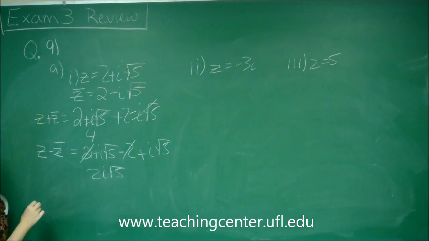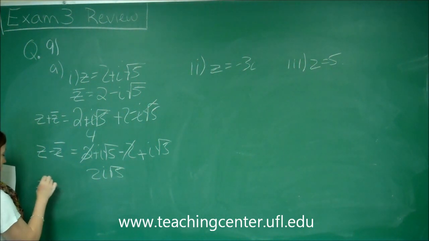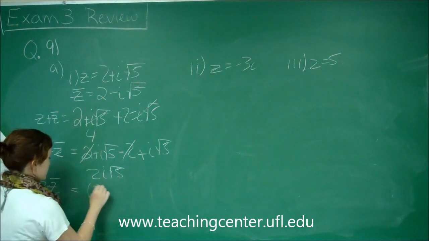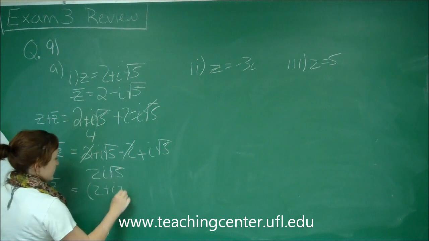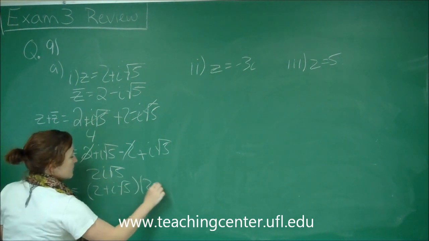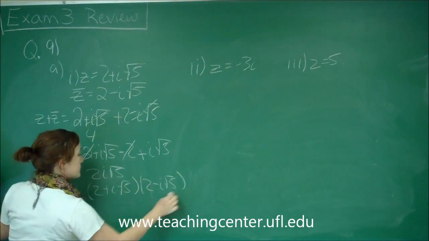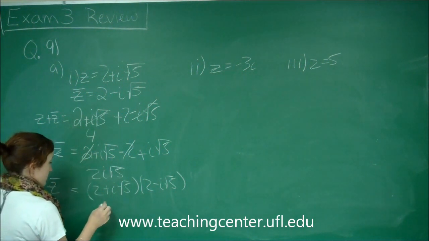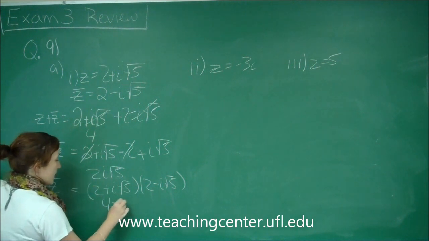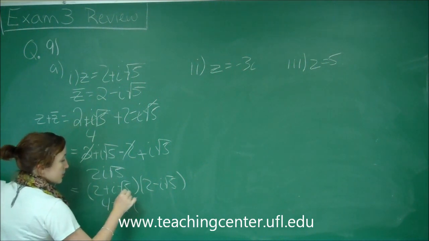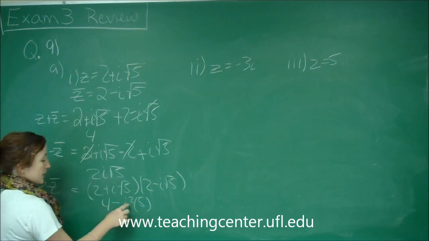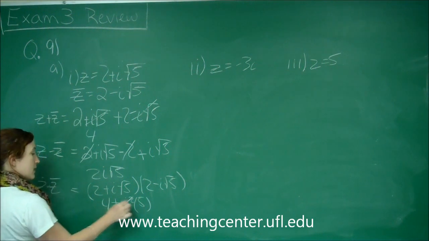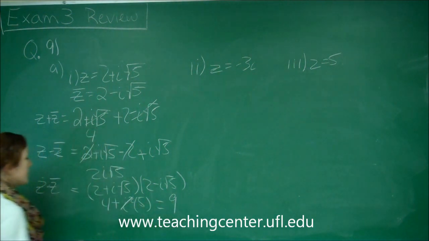Now it wants us to find z times z bar, and that will be equal to 2 plus i square root of 5 times 2 minus i square root of 5. And then when we FOIL that, we get our first term squared minus our second term squared, so that gives me 4 minus i squared times the square root of 5 squared, which is just 5. And we know that i squared is equivalent to negative 1, so we can just change our sign. So that's 4 plus 5, which is equal to 9.